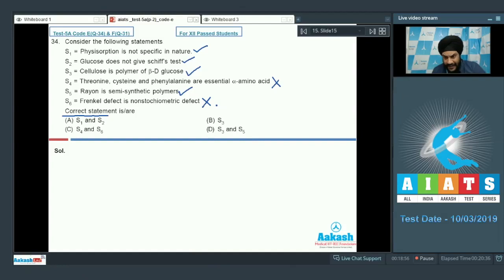So out of the given statements, S4 and S6 are incorrect. If you look at the options given to us for this question, we can say that option A is correct, option B will also be correct, option C is incorrect, and option D is also correct. So for this question, we have to select the correct options as option A, B, and option D. Let us look at the next question.